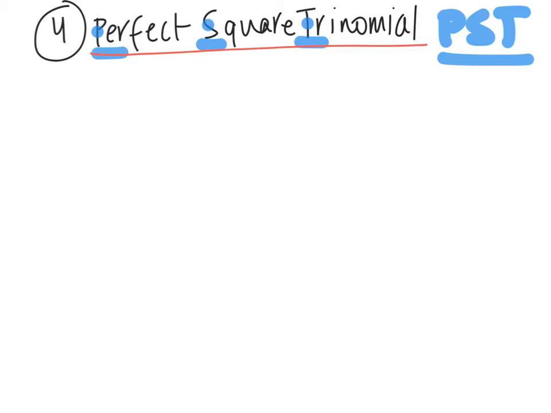So a perfect square trinomial. I'm going to give you an example first so you guys can learn how to recognize what a perfect square trinomial is. I'm going to give you a really, really basic one that you already know how to factor. Okay, so x squared minus 18x plus 81.